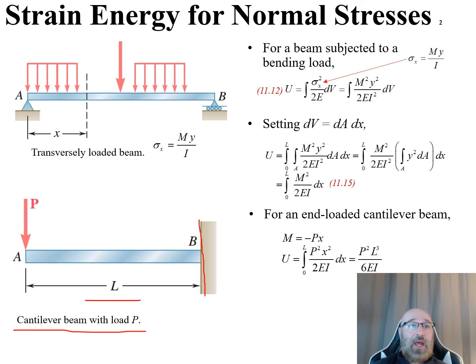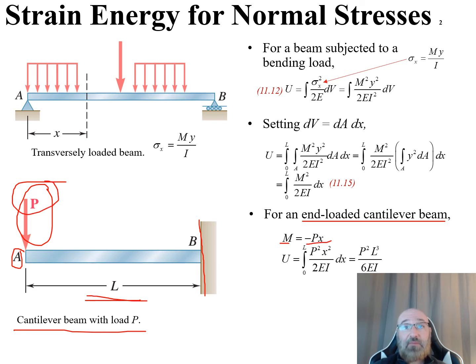Then out here at point A, at that length L, we have this load P. So this is going to be an end-loaded cantilever beam. Our moment is going to be equal to our force times our perpendicular distance, or our P times that distance L right there. Again, pay attention to your sign conventions. This will be negative Px.